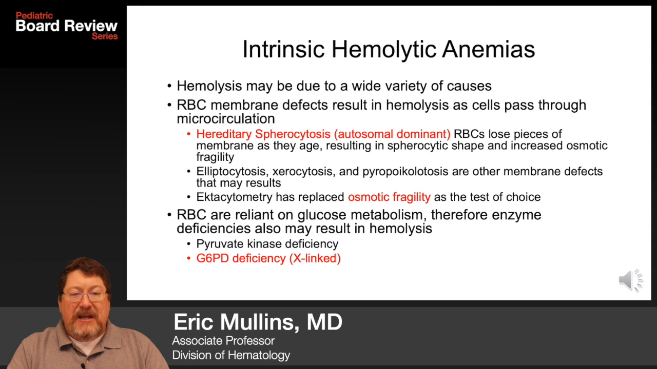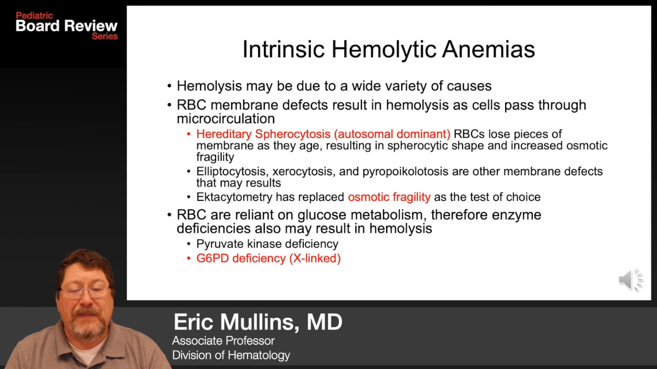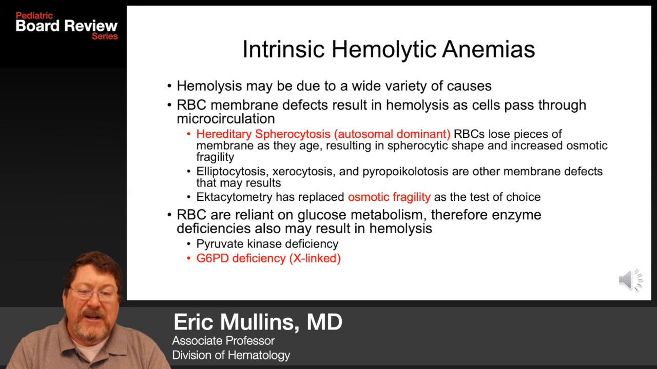That brings us to hemolytic anemias, and these are intrinsic hemolytic anemias, meaning something that's wrong with the red blood cell and not something that's outside the red blood cell. Probably the most common cause of intrinsic hemolytic anemias is spherocytosis. And with these membrane defects, such as in spherocytosis, the red blood cell becomes fairly non-deformable, and as it passes through the microcirculation and through the reticuloendothelial system in the spleen, these cells rupture and then cause hemolysis.